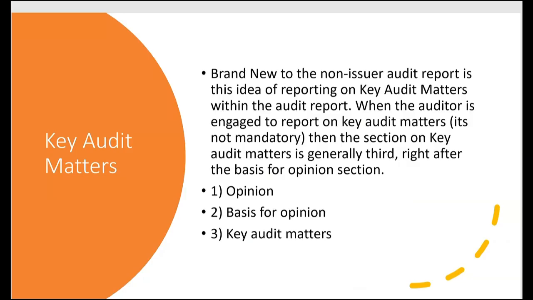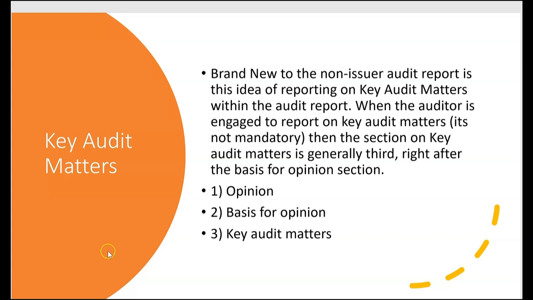Now, brand new to the non-issuer audit report is this idea of reporting on key audit matters within the audit report. When the auditor is engaged to report on key audit matters, then the section on key audit matters is generally third, right after the basis for opinion section. So the new audit report that you've got to know starting in 2022, opinion is first, basis for opinion second. If the auditor is hired to report on key audit matters, that section would be third. And then you'd have management's responsibility and the responsibilities of the auditor.